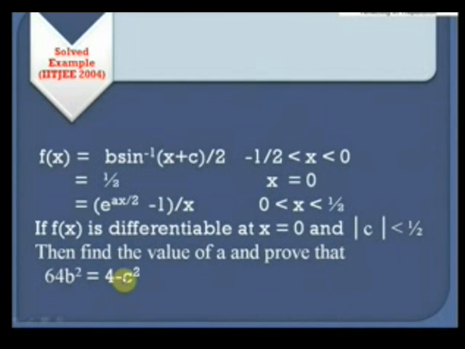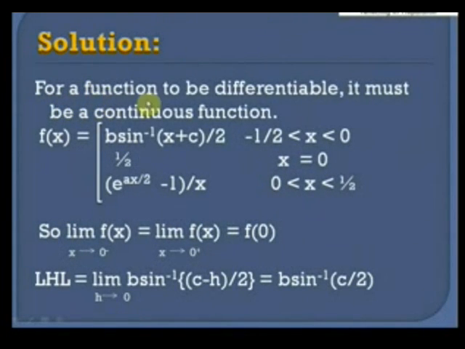So in this problem we have been given the expression for f(x), and it has been given that f(x) is differentiable at the point x = 0. Also given to us is |c| < 1/2. Then we have to find the value of a and prove the relation, that is 64b² = 4 - c². So for a function to be differentiable, it must be a continuous function as well. So we have already seen that a differentiable function is continuous as well.